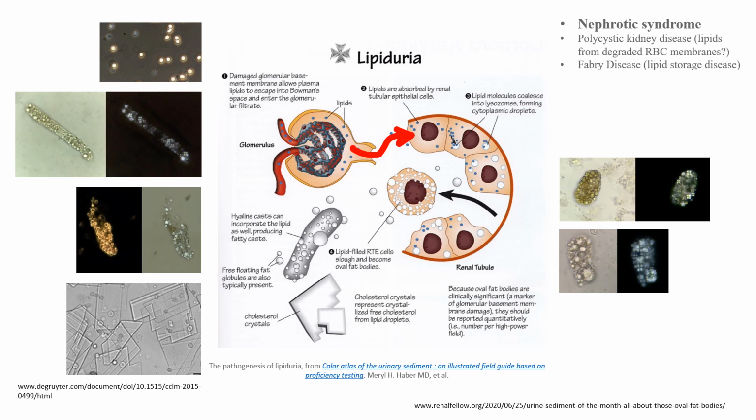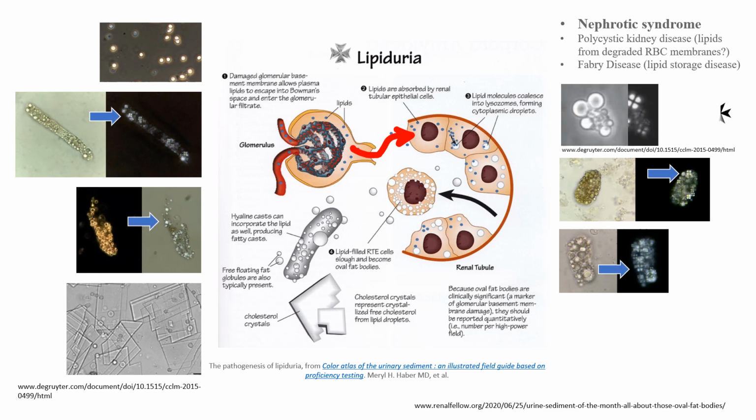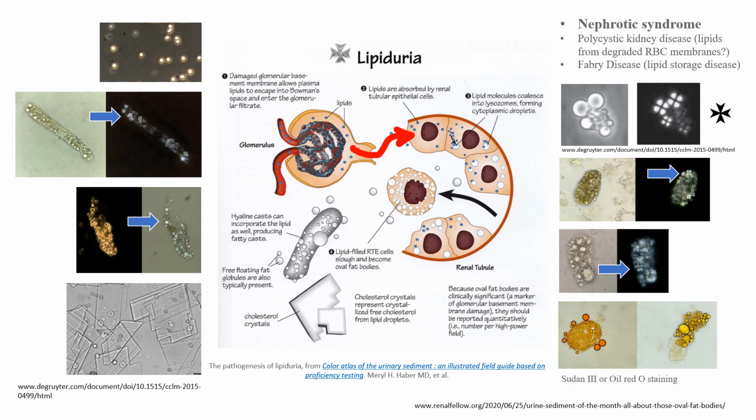Lipids are highly refractile and may resemble Maltese cross under polarized light. This pattern is characteristic of cholesterols and may not be seen with neutral fats such as triglycerides. In such cases, these lipids can be readily identified by staining with Sudan III or oil red O.